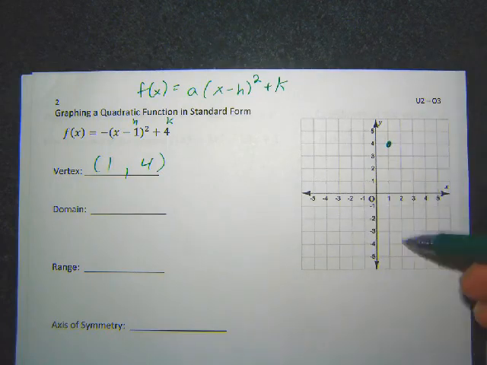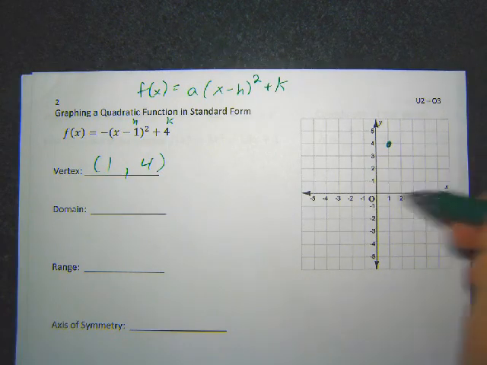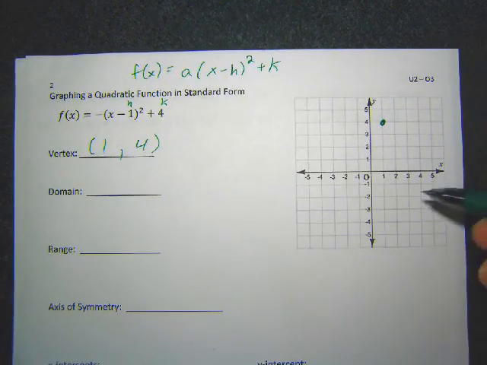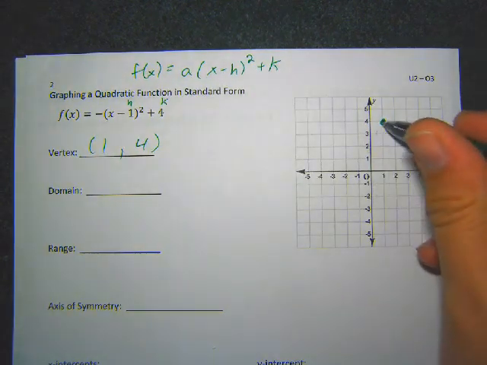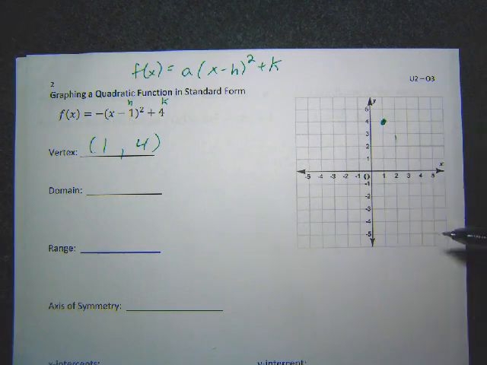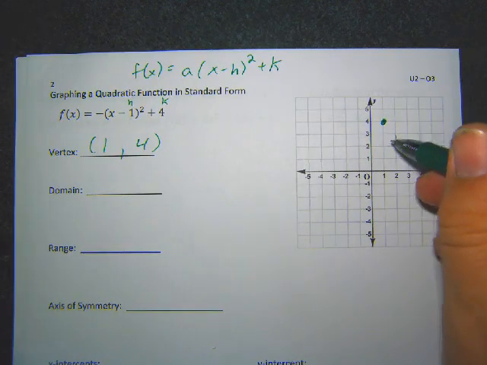If it opens down, it will cross the vertex. And that's one reason why it's so important to know if it opens up or down, because when you know which way it opens, you know whether or not you're going to actually cross the x-axis. So looking at this, I say, okay, which way is it going to open?